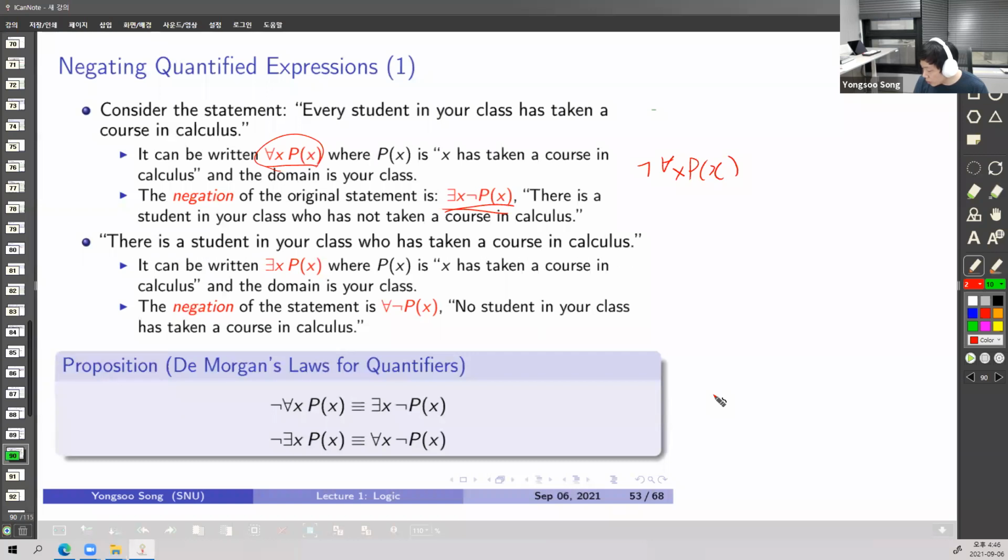So this is called De Morgan's law for quantifiers. Basically, you can just put this negation inside of this quantifier while switching the type of quantifier in front of this variable. If something doesn't hold for all elements, it means that there exists one element x which doesn't satisfy the condition.